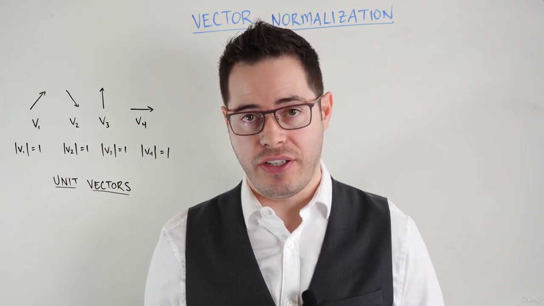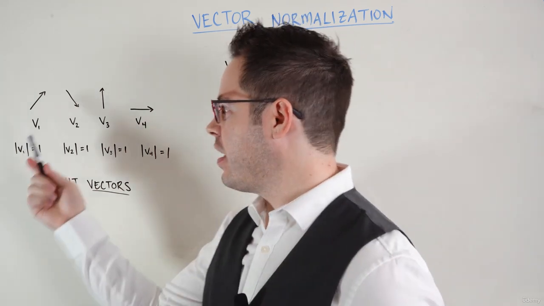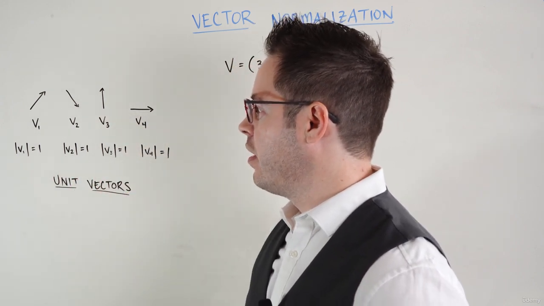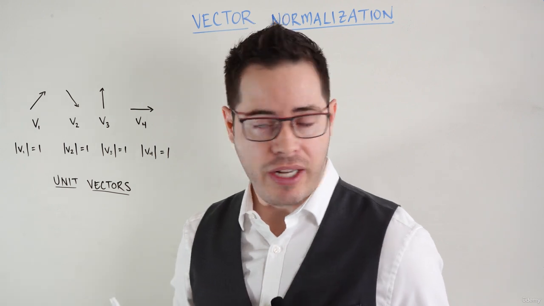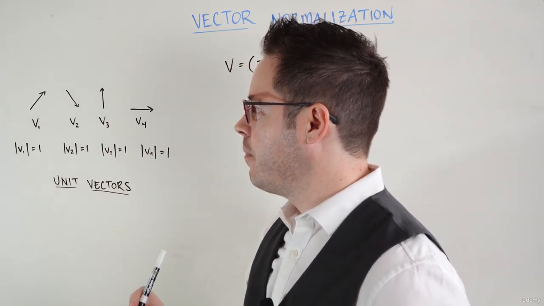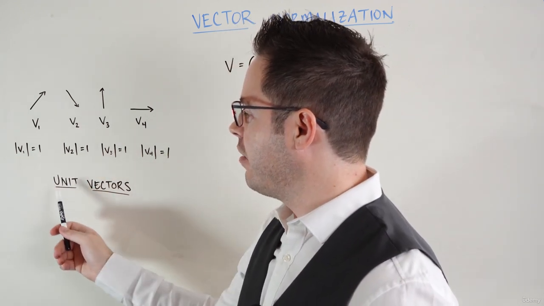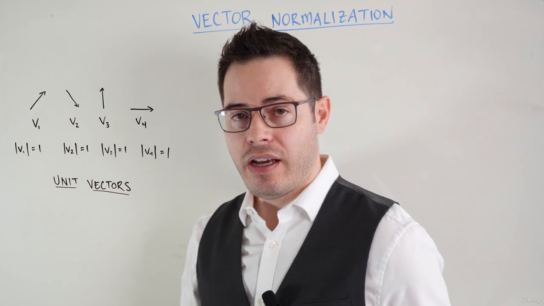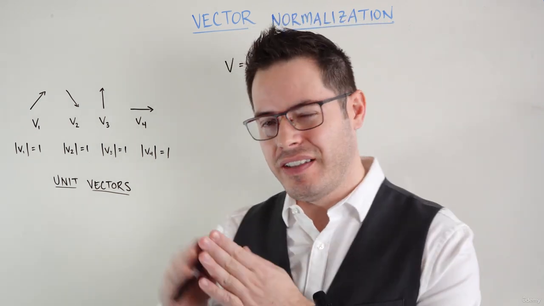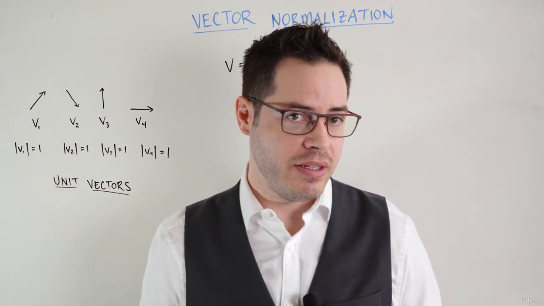Oftentimes, we're going to need vectors that have a length of 1 unit long. Observe these 4 vectors, v1, v2, v3, and v4. All of these vectors are pointed in different directions, but what they have in common is that their magnitudes are each 1. We call these unit vectors because their magnitudes are a single unit long. Now, there are various reasons why you would want a unit vector or a vector in some direction whose magnitude is 1, and we'll see those reasons soon.